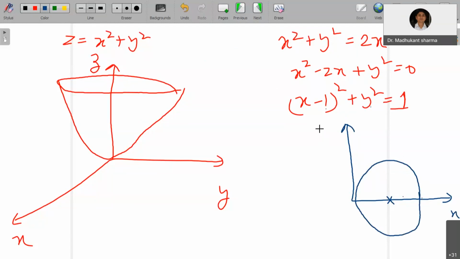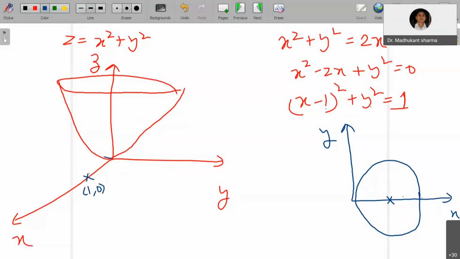Okay, this is the x side. Now you stretch this circular curve along the z-axis, so that will generate a cylinder. You just stretch this curve along the z-axis, so that will give you the cylinder.